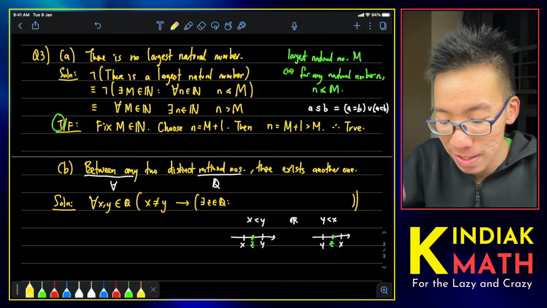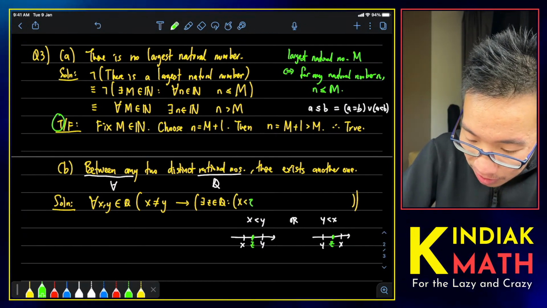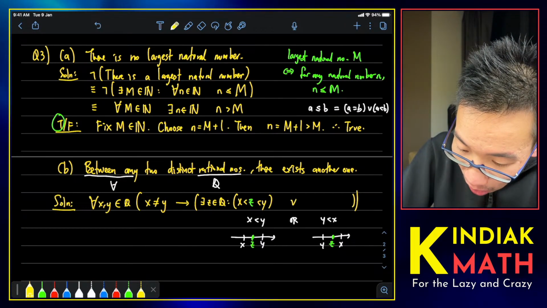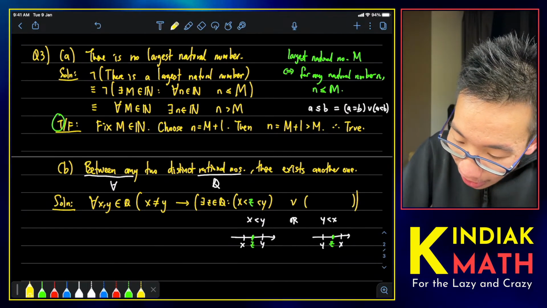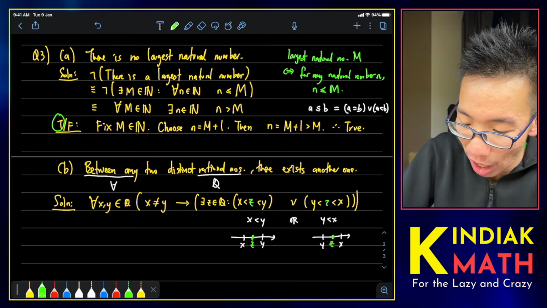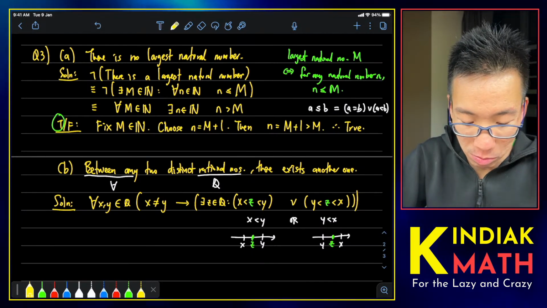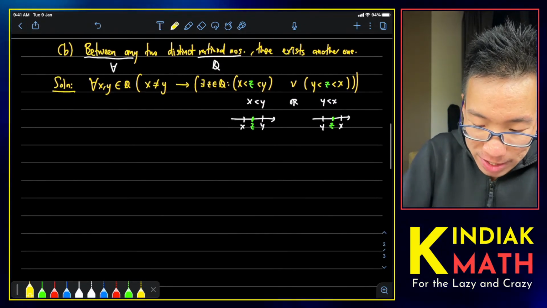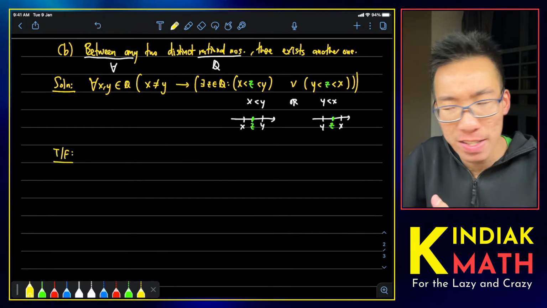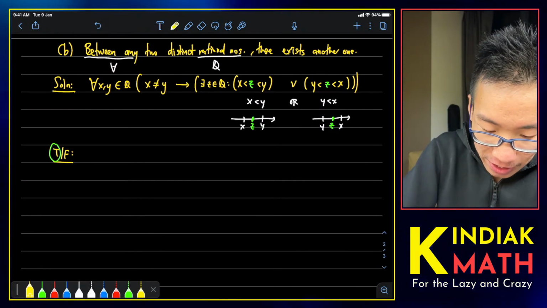So there exists a z in Q such that either it lies in between x and y in the sense that x is smaller than y, or it will lie in between y and x in the sense that y is smaller than x. And well, here's an interesting question. Is that true or false? Well, based on our picture, it sort of makes sense that it should be true, right? So let's go ahead and prove it.